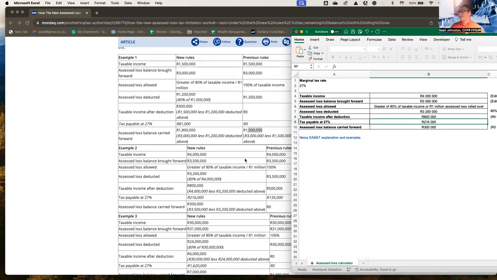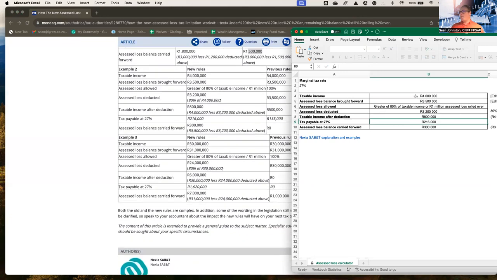year of assessment. If we go to a larger number now, which is 30 million and 31, obviously your assessed losses is greater than your taxable income. So it's 80% of 30 million, which is 24 million. 30 minus 24 is 6. 1.6 is the 27% of 6 million. And you roll over with the balance, which is obviously 24 from 31, so which gets you to 7.